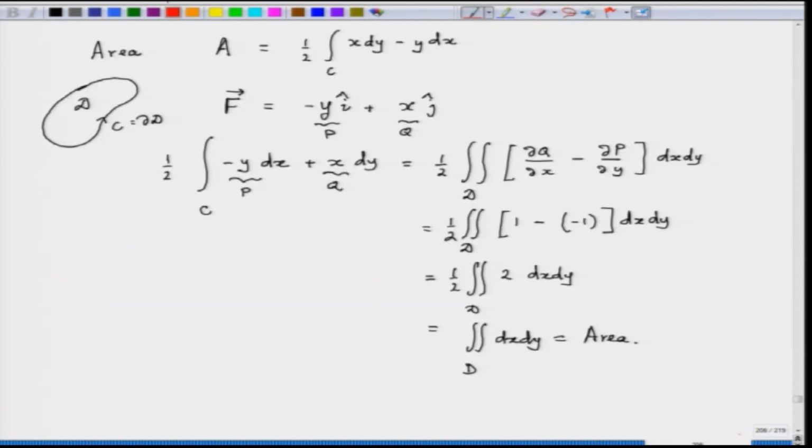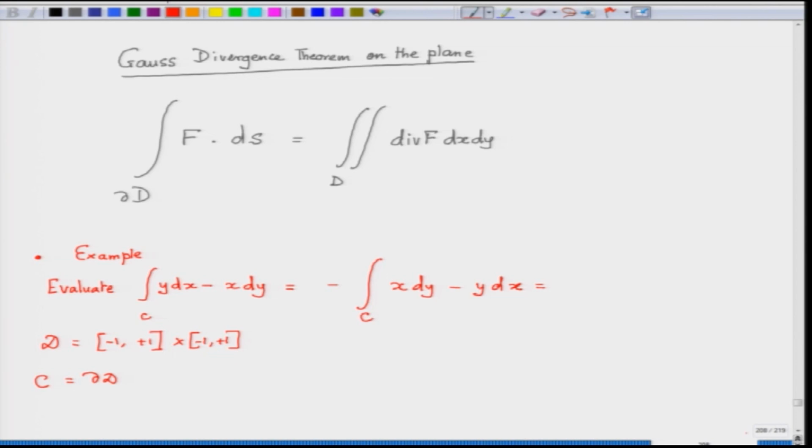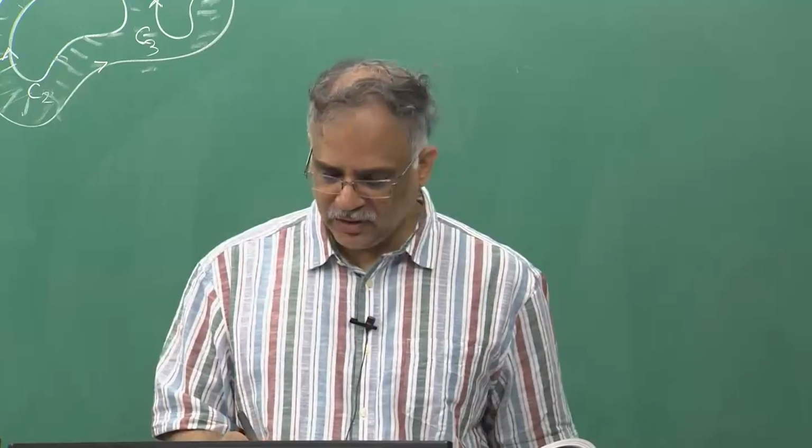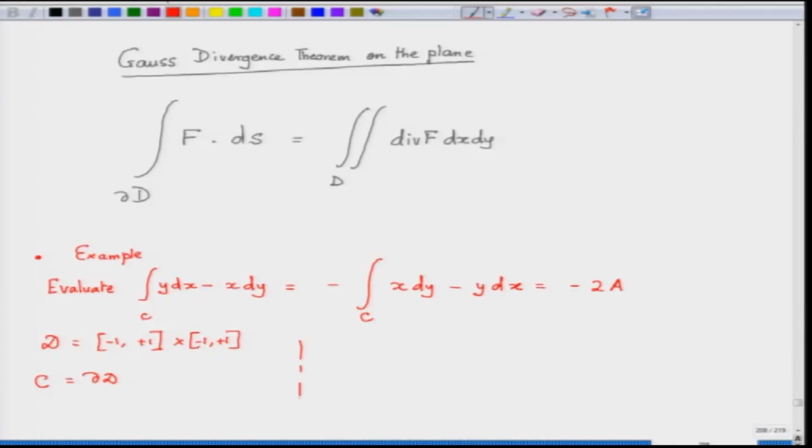So, what is area? x dy minus y dx is area, in fact twice the area. So, this is minus twice the area. So, what is the area here of this domain? One side is 2, another side is 2, it is 4. So, minus 2 into 4 is minus 8.